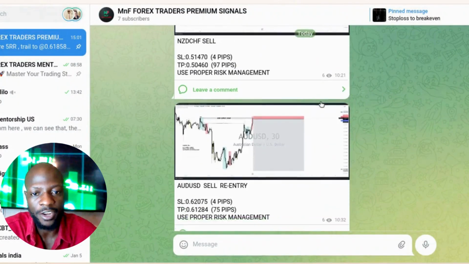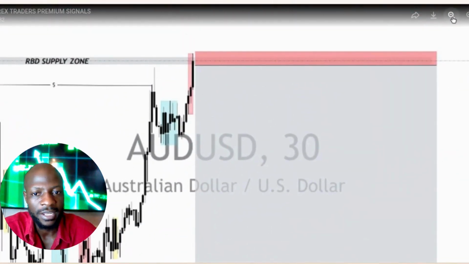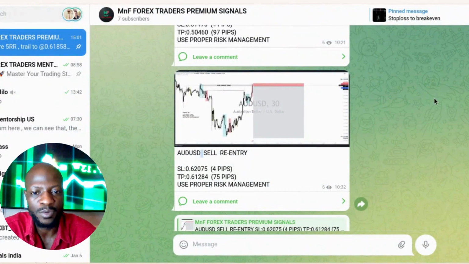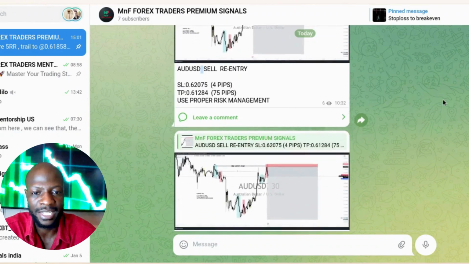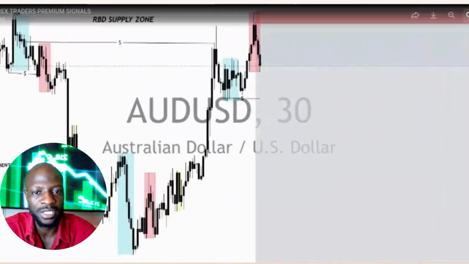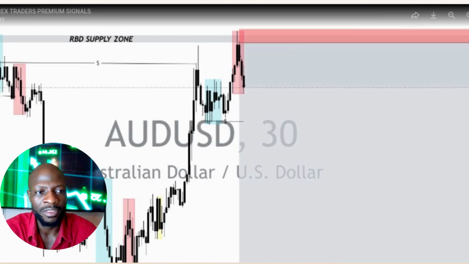And then we did a re-entry right here. And you can see right here, we were able to re-enter again. As you can see from here, we did a re-entry with the same 4 pip stop loss and 75 pips target. And then a few moments later, we saw the market starting to go in our direction right here. And right now we're up like 3 R.